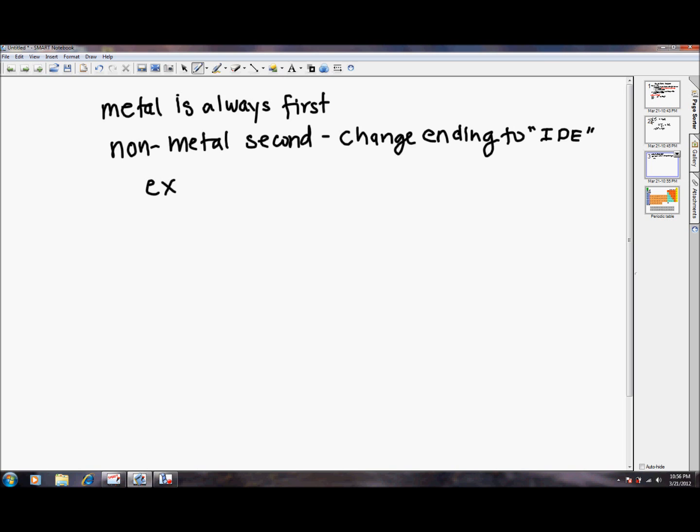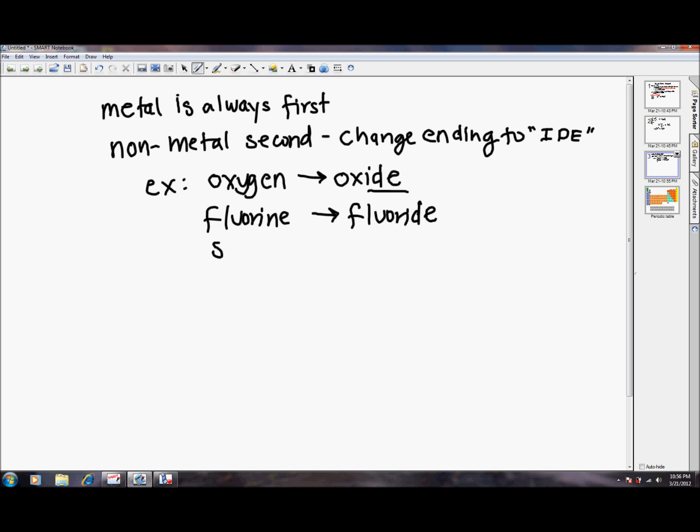So for example, oxygen is not called oxygen in a compound, it's called oxide. See, here's the -ide. Fluorine would become fluoride, and sulfur would become sulfide.